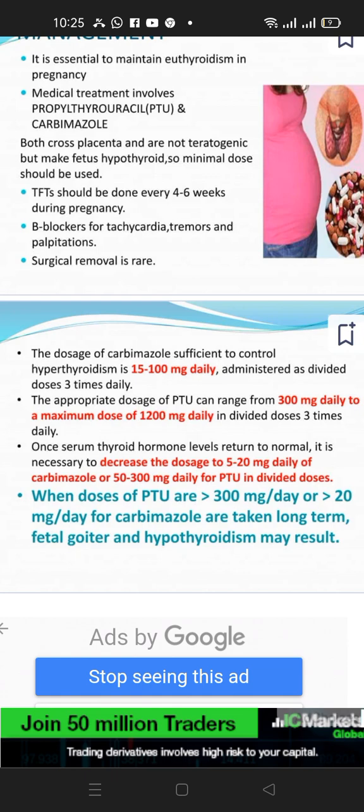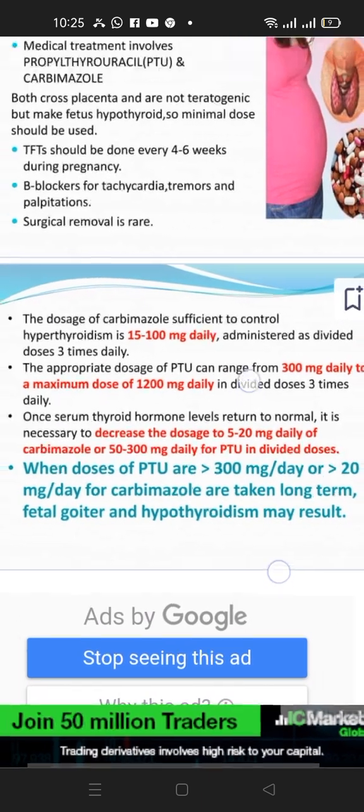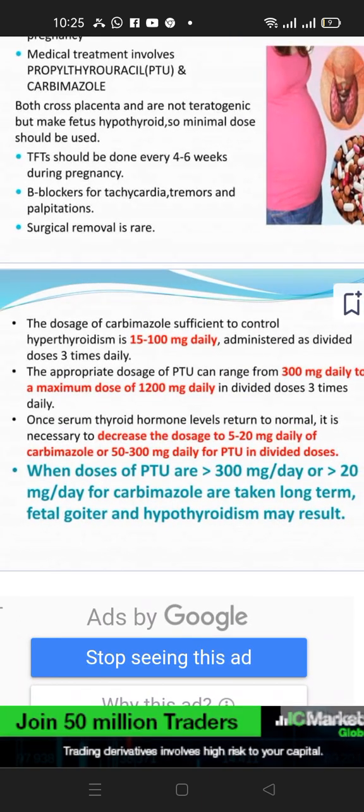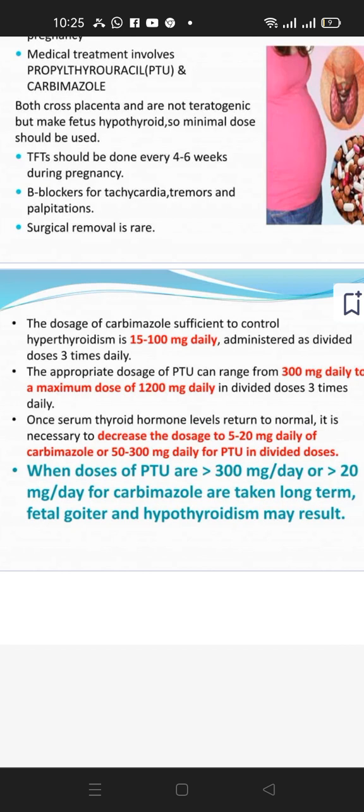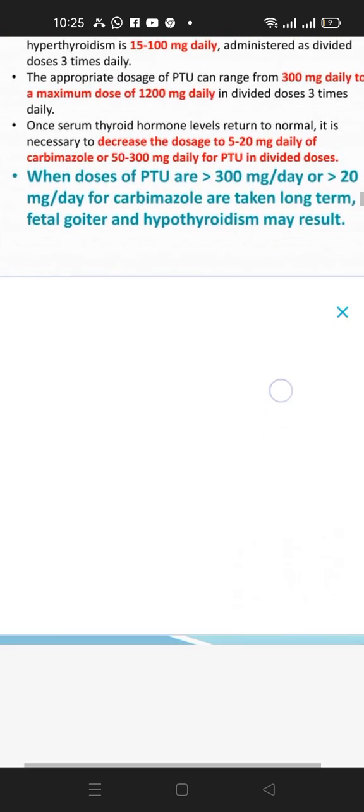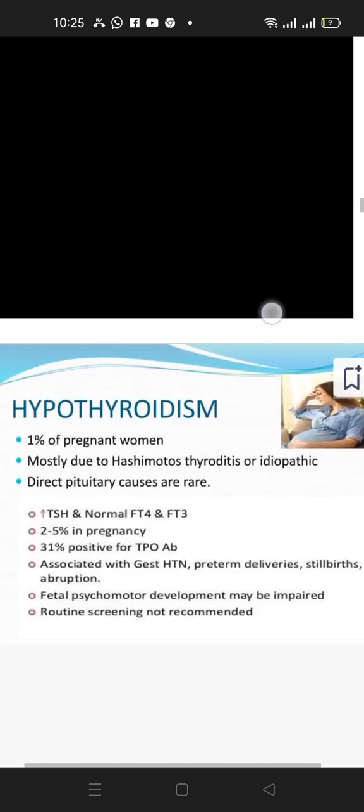Why? Because these medications, as we have discussed, cross the placenta. If they cross the placenta, then ultimately this will result in fetal hypothyroidism, because these medications are going to control the thyroid levels of the mother, but if they cross into the fetal circulation, then this will result in fetal hypothyroidism. So we have to be very vigilant regarding this medication.